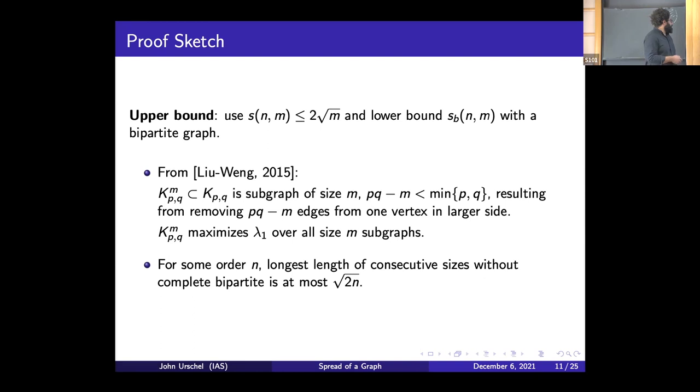This is some work of Liu and Wang from 2015: if you have some subgraph of a complete bipartite graph where you remove M edges, with M less than the number of vertices on either side, then the optimal way to do this is to remove all edges from one vertex on the larger side. So you can characterize exactly what maximizes the spread. And maximizing the largest eigenvalue and the spread is equivalent to a bipartite graph by symmetry. So this upper bound is a very natural idea.